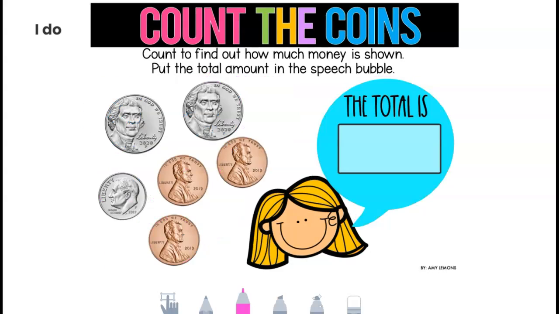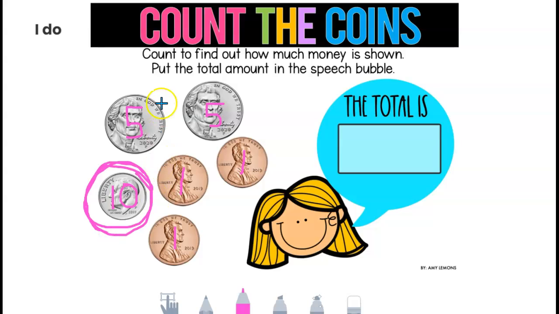Okay, let's try another one. So first, let's look and see what is my largest coin. Which coin is worth the most here? Did you say dime? You're correct. The dime is worth 10 cents. And then I've got 2 nickels, and the nickels are worth 5 cents. And then I've got my pennies here. 1, 1, 1.